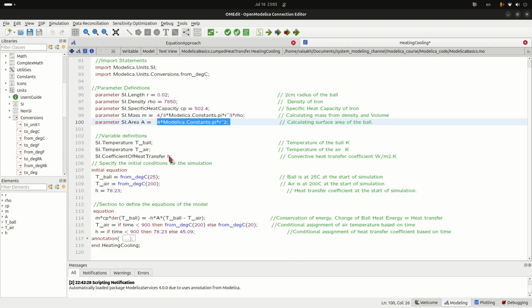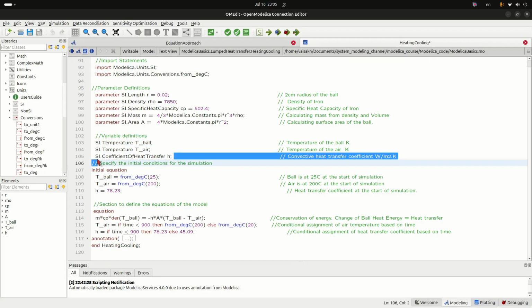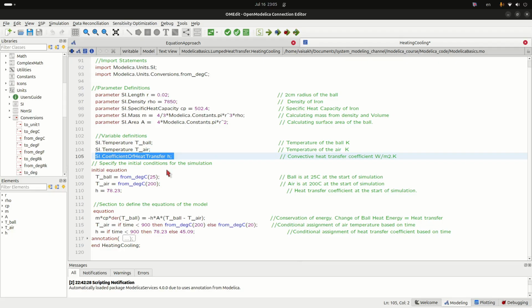Now comes the variables. So there are three variables that change over the course of the simulation. One is the temperature of the ball, which is created as a data type SI.temperature. Then we have another temperature, that is the temperature of the air, which instantaneously changes after 900 seconds. Then we have heat transfer coefficient that also changes over time period. So after 900 seconds, heat transfer coefficient also will change because the velocity of our airflow is changing.